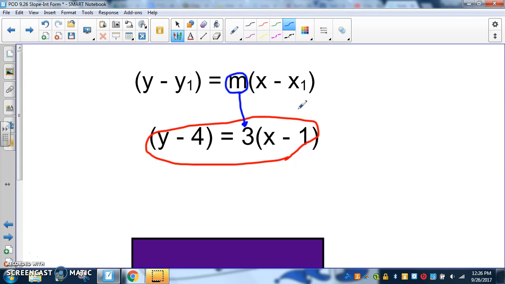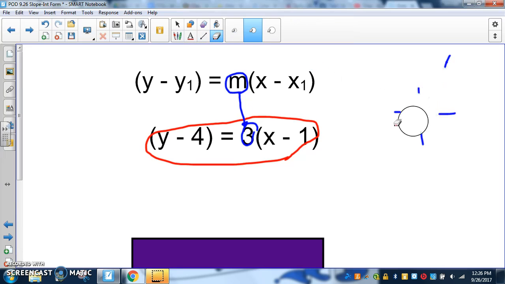So if I have a point already graphed on a coordinate plane, let's just say over here somewhere in the first quadrant, and I know my slope is 3, all I need to do from this point is to go up 3 and over 1, up 3 and over 1, and I can go ahead and graph this line really easily. So the slope is just obvious based on this equation.